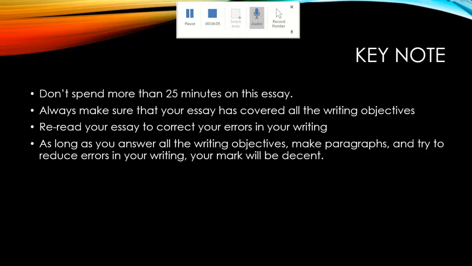Second, always make sure that your essay has covered all the writing's objectives to ensure that you can get the best mark for your essay. Remember, sections that are not related to the writing objective will not be evaluated, so don't write something unrelated just to make your essay longer. Lastly, reread your essay to correct your errors as much as possible. Check your tenses, check your sentence structures, make sure your commas and full stops are clear. As long as you do all the above, your marks will be decent.